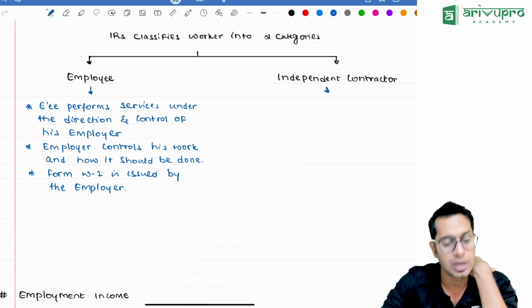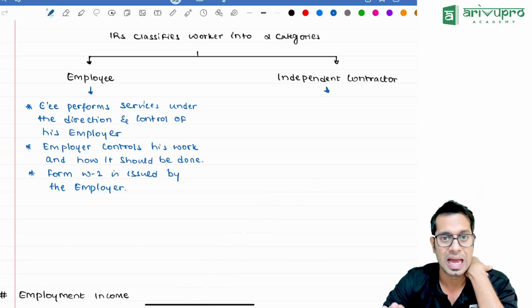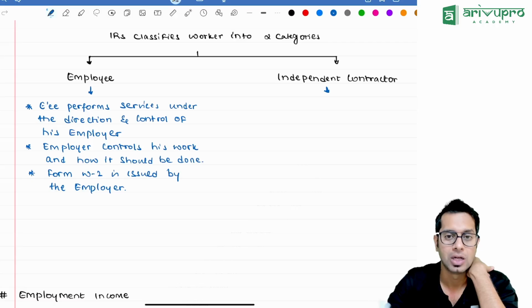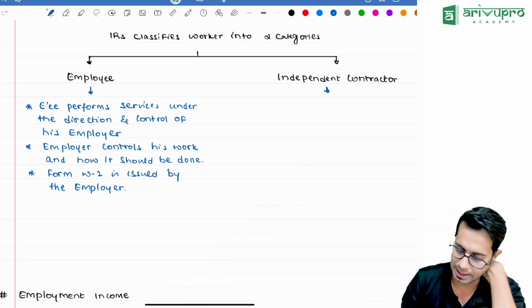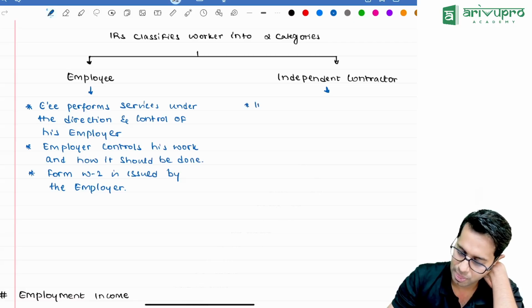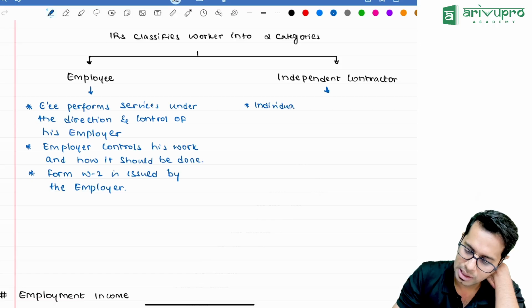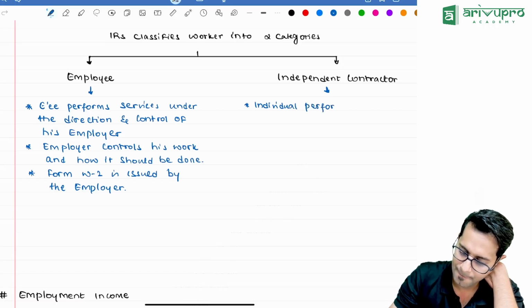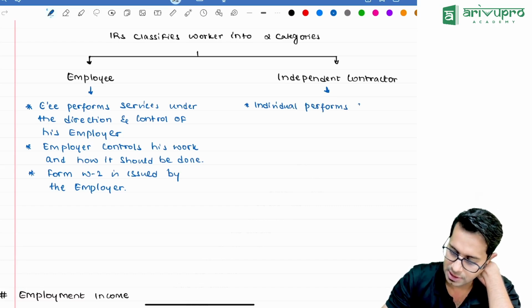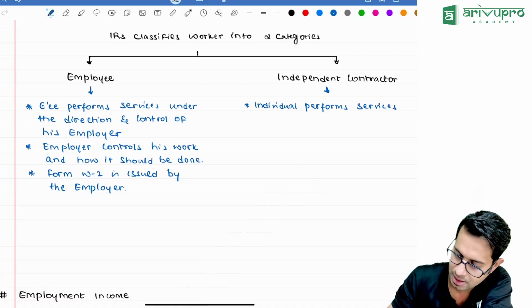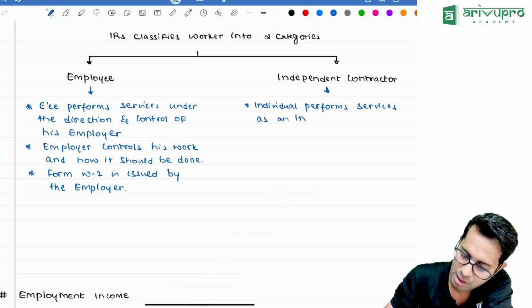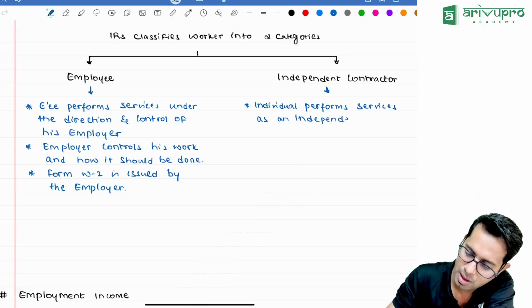But if you are an independent contractor, you perform the services as per someone's need, but you will do it as per your requirement. So you will have complete control over what work you should do and how you should do it. Control of the result will be with the client. So here, an individual performs services as an independent contractor.